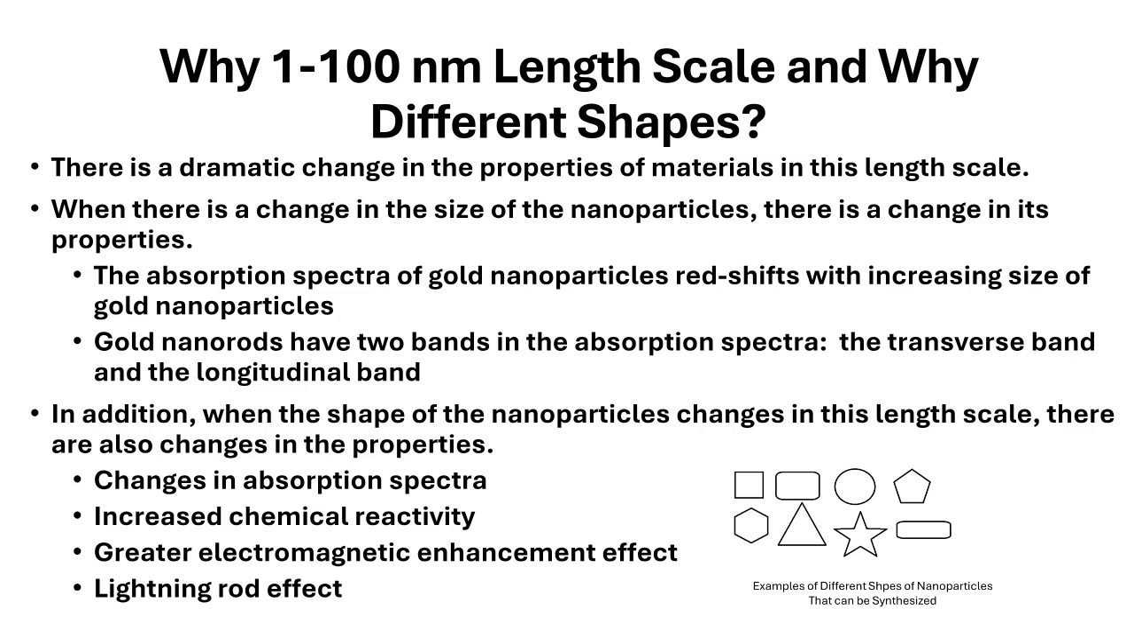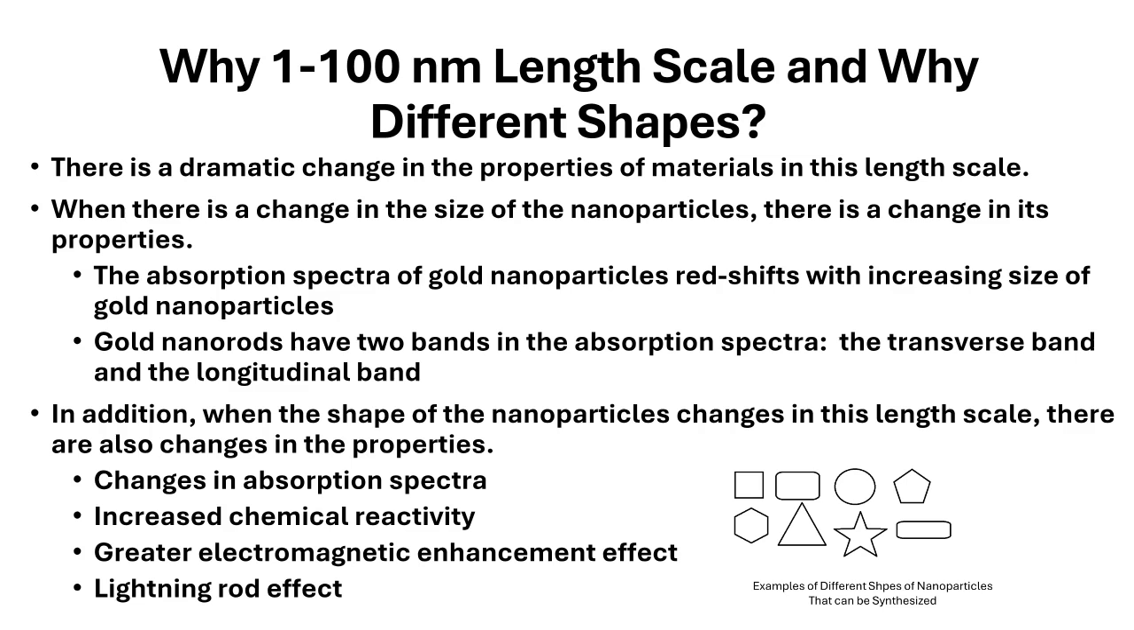Other shapes like cubes, prisms, bipyramids, and nanoplates have surface plasmon bands that are redshifted, and there are also color changes in the nanoparticle solution. In the case of nanocatalysis, tetrahedral platinum nanoparticles have been shown to have increased chemical reactivity compared to spherical and cubic platinum nanoparticles. Changes in the shape can give rise to greater effects of the electromagnetic enhancement effect, in which there is amplification of local electric fields near the nanoparticle surface, as well as the lightning rod effect, in which there are greater electric fields at sharp tips and corners.